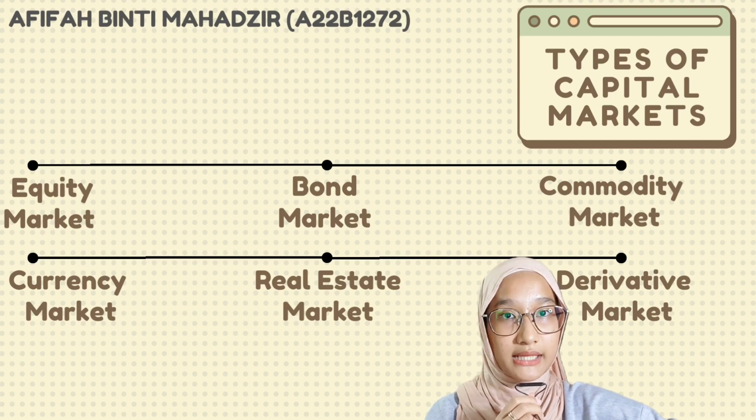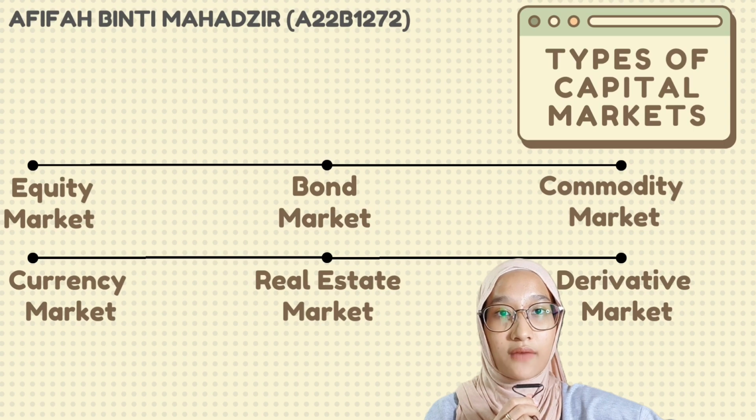Firstly, equity markets: markets where shares of ownership in companies are bought and sold. Next, bond markets, where debt securities such as corporate bonds, municipal bonds, and government bonds are bought and sold. Thirdly, commodities markets: markets where commodities such as gold, oil, and wheat are traded. Then, currency markets, where currencies are traded. After that, real estate markets, where properties are bought and sold. Lastly, derivative markets, where financial instruments that derive their value from underlying assets or securities are traded.